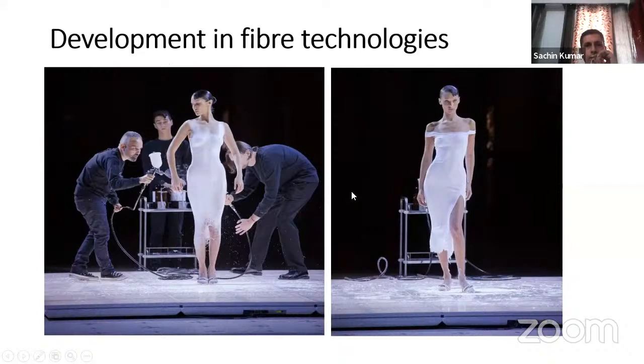So this is the last slide, development in fiber technology. Nowadays, instead of making fabric and then converting it by stitching and cutting, they are using a spray. They are using a fiber as a spray on the body of a person and making the output depending upon it, so there is no need to take a dimension. These kinds of developments are taking place in fiber technologies.